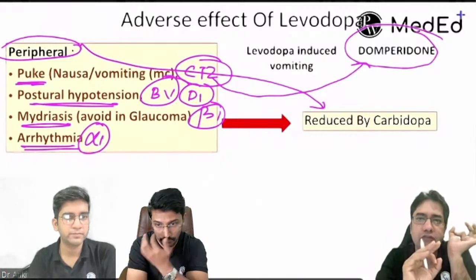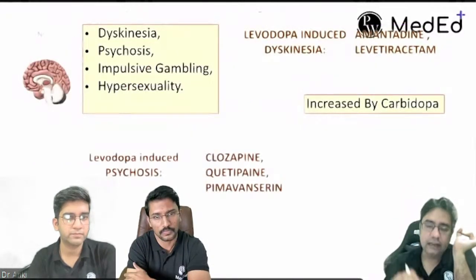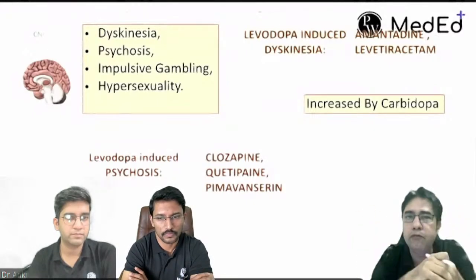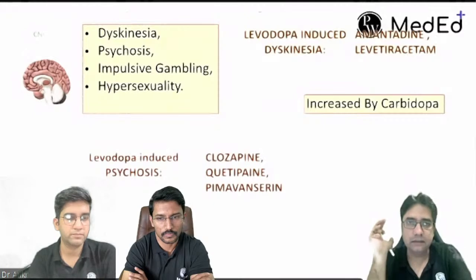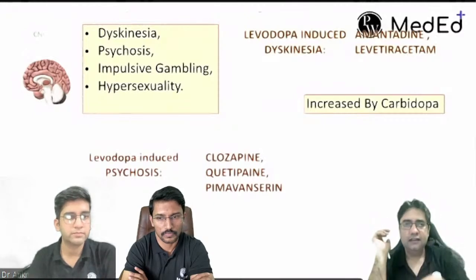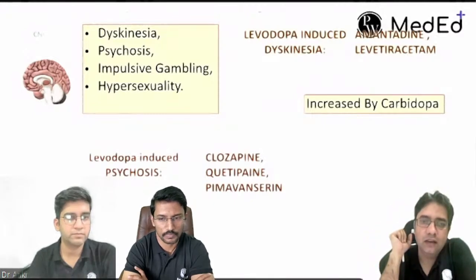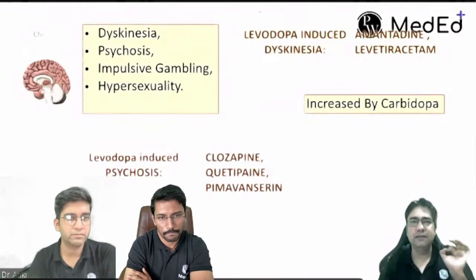So just remember for the moment, any drug that produces mydriasis should not be given in glaucoma, and levodopa produces mydriasis. As simple. Now, these were the peripheral side effects which were seen outside the brain. Now, what side effects do we see inside the brain? Now, the first thing is very simple.